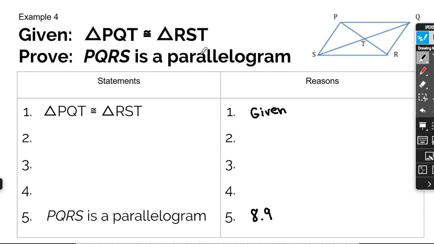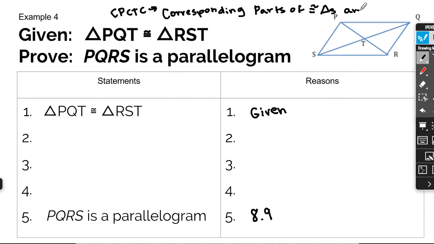And from our previous unit, we know that whenever we have congruent triangles, we're going to try to use CPCTC. CPCTC means corresponding parts of congruent triangles are congruent. So that means that any of these corresponding parts can be congruent. The pieces that are going to be useful to me if I want to use 8.9 are the pieces that are part of the bisector.